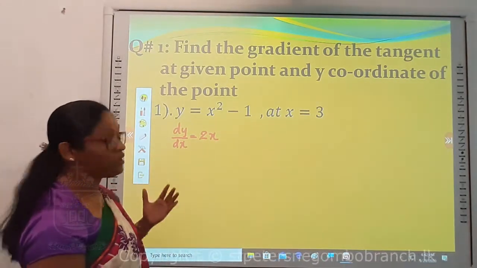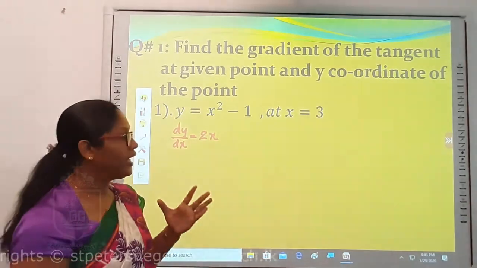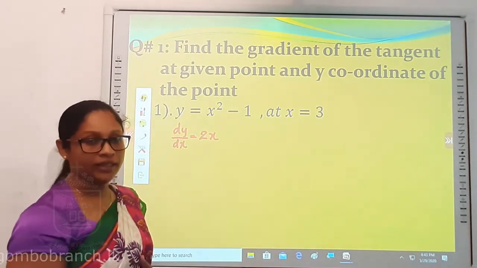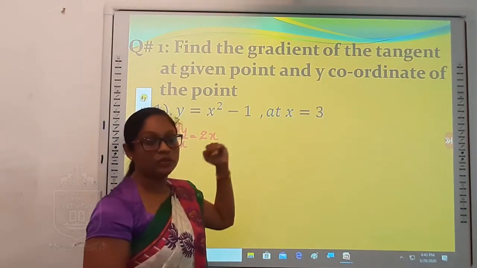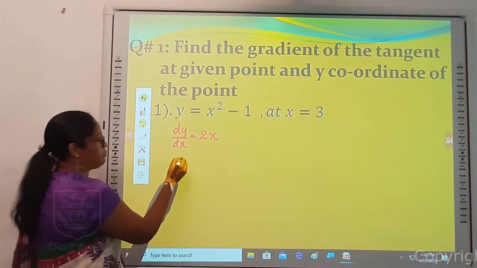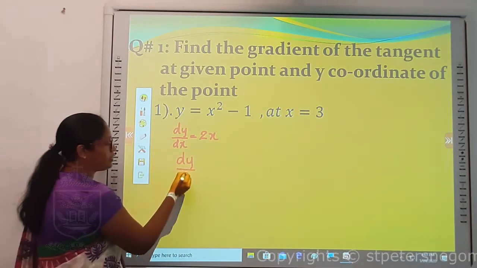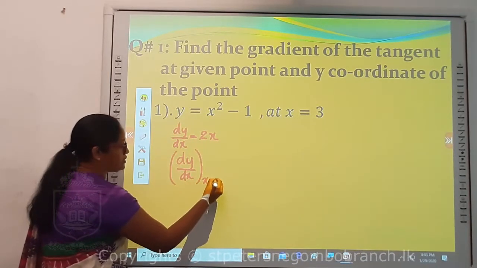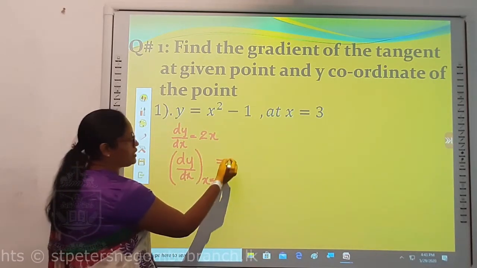That means this represents the gradients of all the tangents drawn to the curve at the points included in the domain. Here especially we are talking about the gradient of the tangent drawn at the point x equals 3. So for that we just replace x with 3. We are finding the derivative at x equals 3. So this is 2 times 3, which is 6.